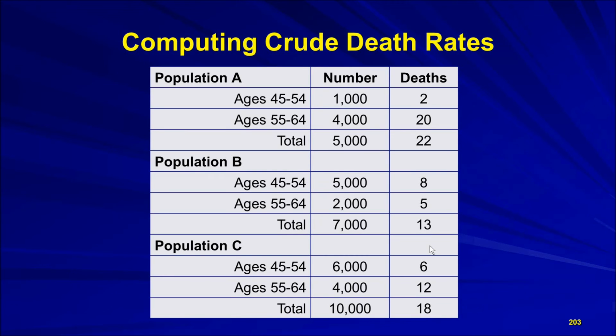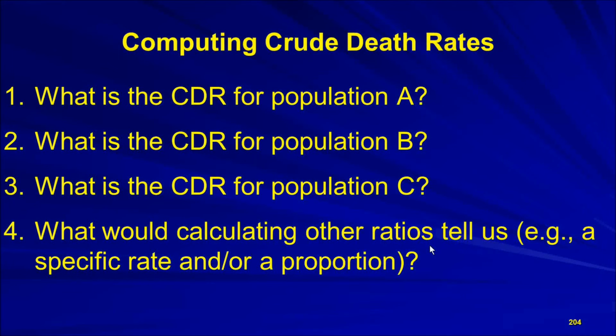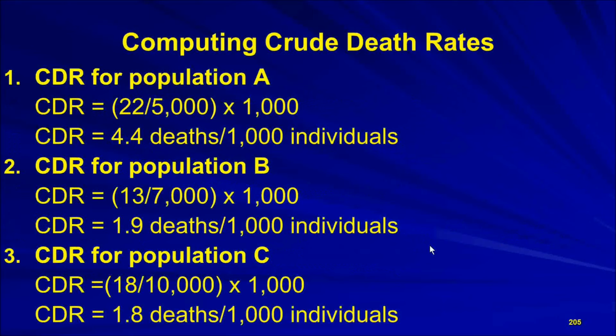Okay, here we go. Now, we asked what is the crude death rate for population A, B, and C. Okay, and what would calculating other ratios tell us? Well, it would provide hints about determinants that might explain the high CDR, or crude death rate, among cities. Now let's focus on this. Okay, the crude death rate for population A is 22. That was the total, remember?